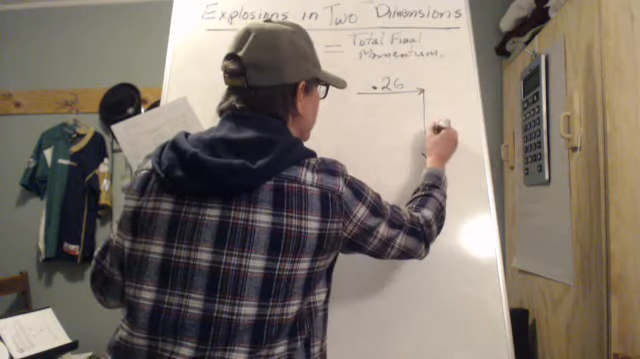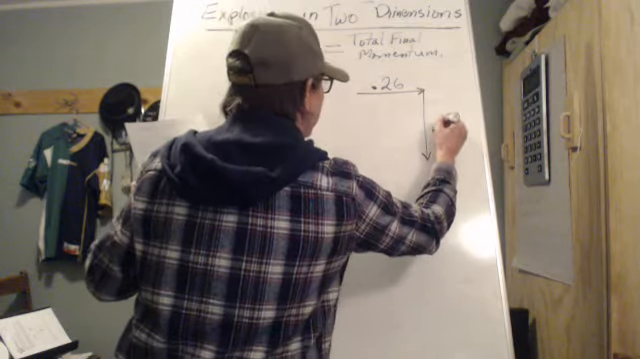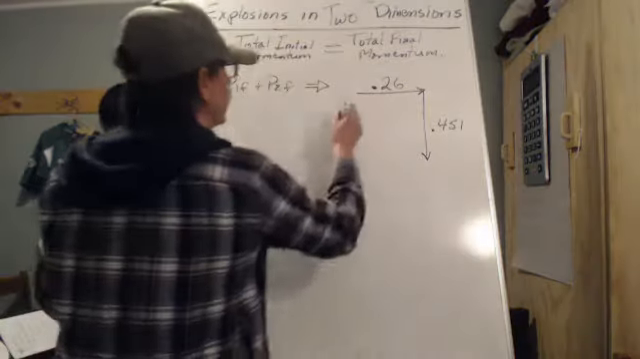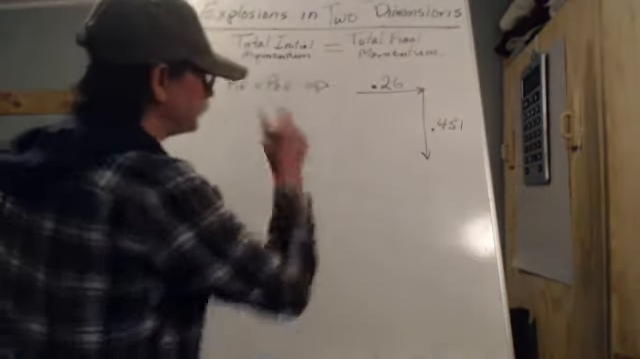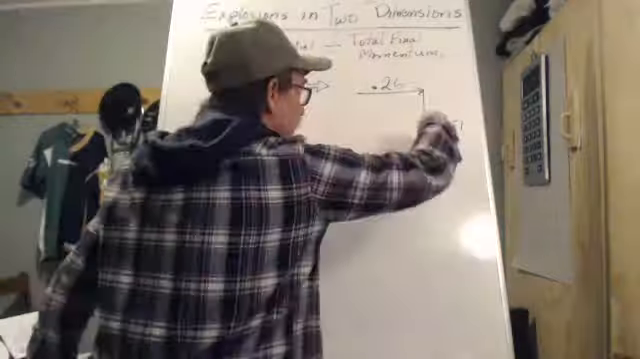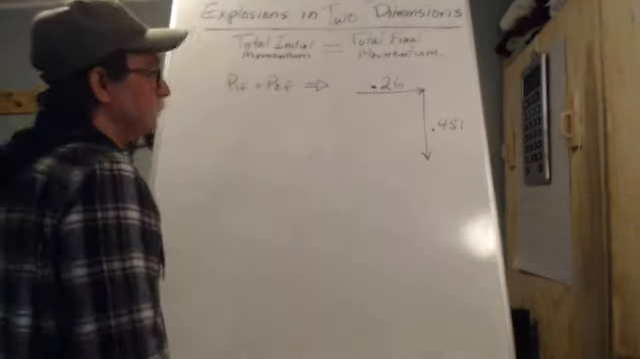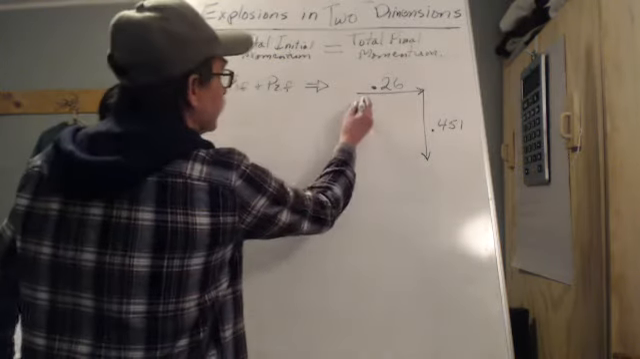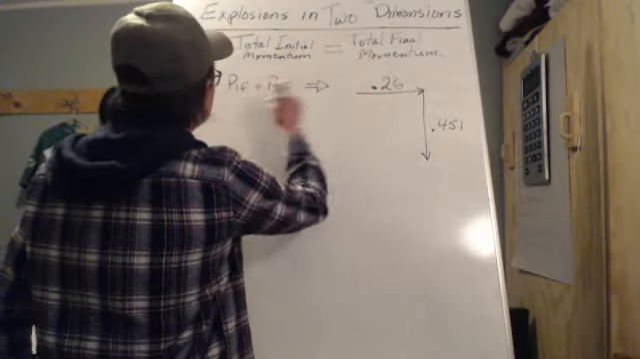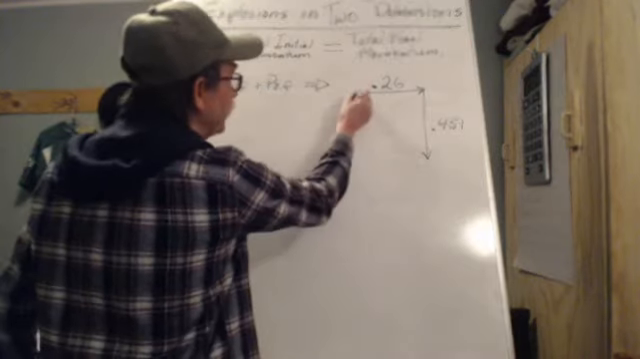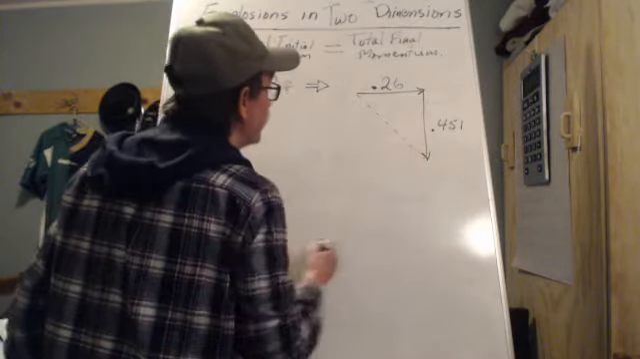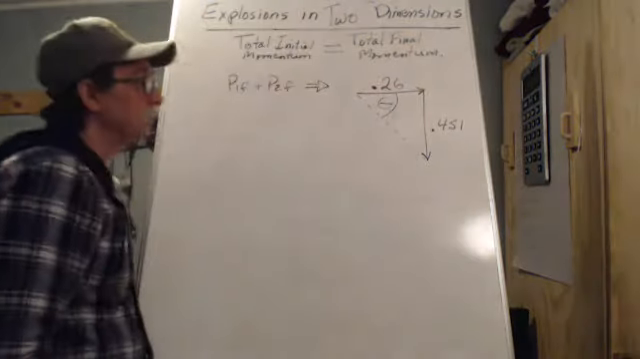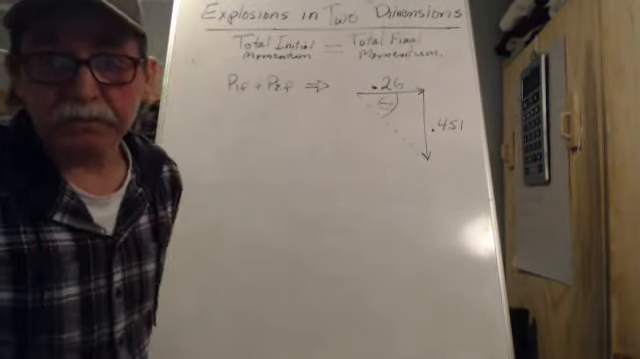And this is going to be 0.451. Okay? So you know it's going down. That means that's where we dealt with our negative value. So here we are with the resultant of P1F and P2F. There we are right there. We're going to draw an angle in there, theta. We're going to do some basic trig.